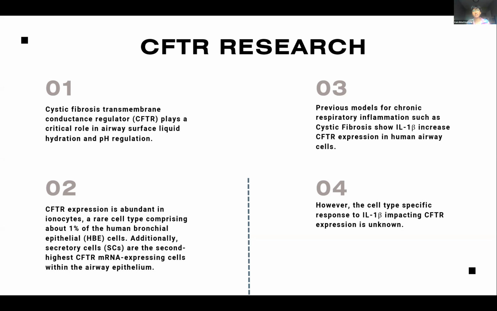So the research goal of this project was to understand how some specific cell types would have varied expression with IL-1 beta treatment. This is just an overview of the human airway epithelial cells; the further down we go, we could get into the specifics of how many different kinds of epithelial cells there are. But majorly, we looked at the goblet or secretory cells versus the rare type, the ionocyte.